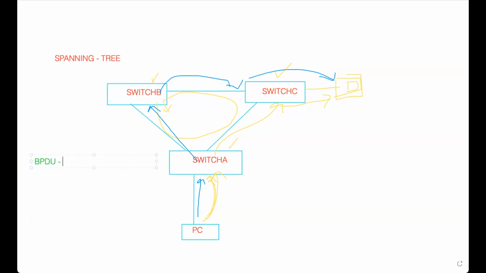BPDU. It's called Bridge Protocol Data Unit. What does this mean? Switch A, switch B and switch C all send a BPDU message between them. What will the BPDU message contain? It contains a value called priority.